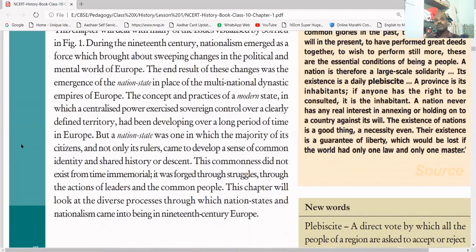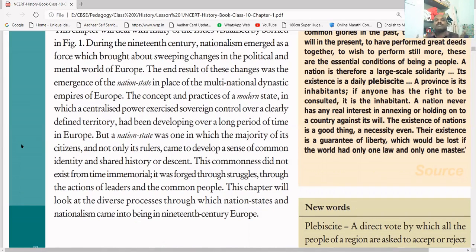Then, what is a nation state? Nowadays all nation states have clearly specified territorial boundaries. In India, too, we have a specified boundary, and the central government holds power and control over this specific area. That is a nation state. Also, the majority of the people share a common identity, a common sense of belonging, and a shared history.